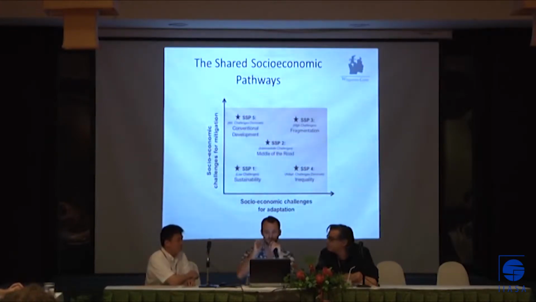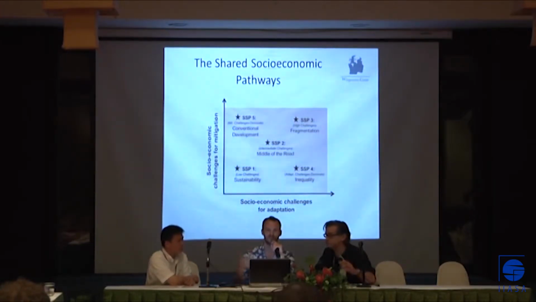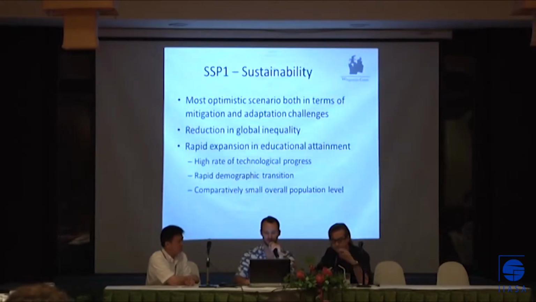This picture, which Wolfgang already showed at the beginning, shows you the adaptation mitigation space. So the further we go to the right on the x-axis, the adaptation challenges increase. The further we go up on the y-axis, the mitigation challenges increase. What you have here in the center is the so-called middle of the road scenario, which in demographic terms corresponds to medium assumptions for fertility, mortality, and migration. And of course, this also leads to intermediate challenges for both adaptation and mitigation.